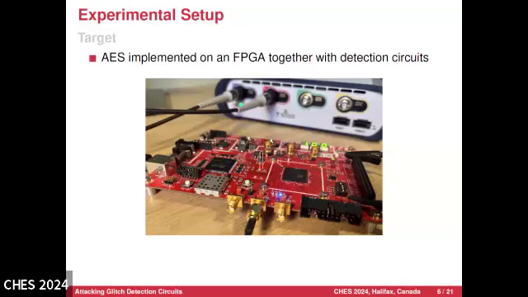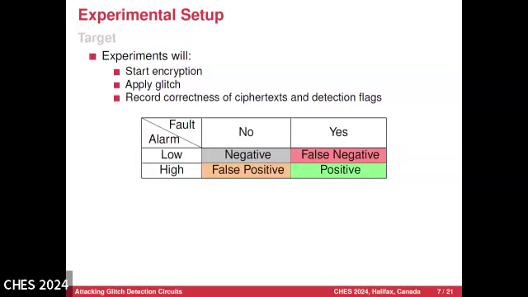So we'll be doing some experiments, and just to explain our setup. First of all, we'll be doing fault injection experiments, so we need a target. This will be represented by an AES implementation that we put on an FPGA. And on the same FPGA, we'll put the implementations of these detector designs with the goal of protecting this AES implementation. So in our experiments, we will start encryptions, and then we'll apply glitches. We'll be using clock glitching in our experiments. And for each trial, we will record the correctness of the ciphertext, and we'll use that to determine whether or not a fault was injected.